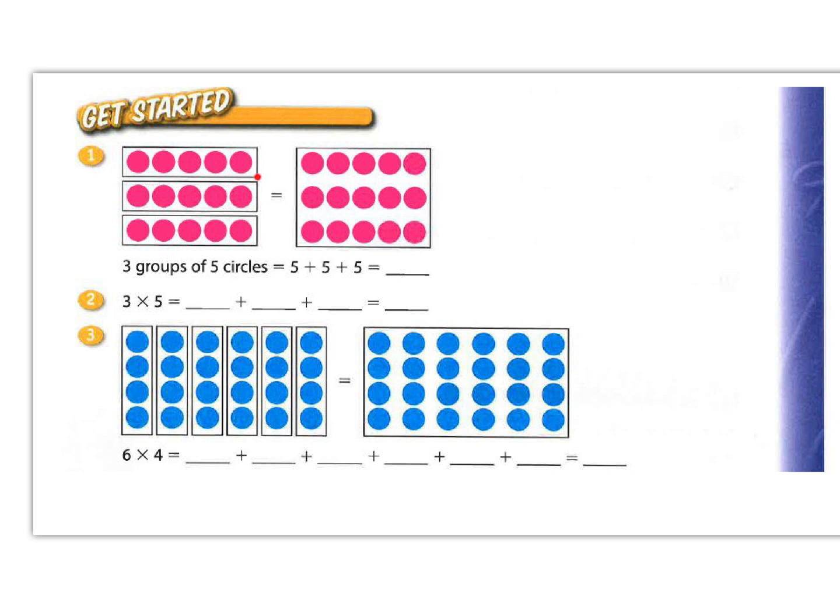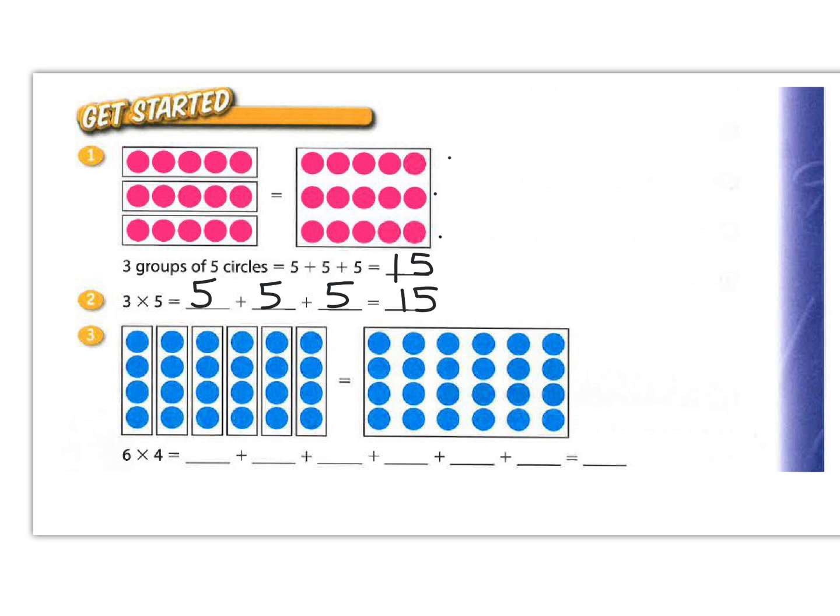All right, let's do some review here. Here we have 3 groups of 5 circles. So 1, 2, 3 groups. So 5 plus 5 plus 5, if you put them all together, 5, 10, 15, that is 15. So if you wrote it as multiplication, that's the same thing as doing 3 times 5, which equals 5 plus 5 plus 5, and then the total is 15.